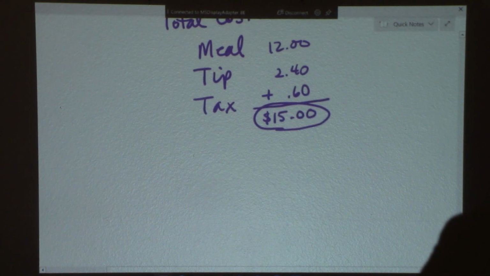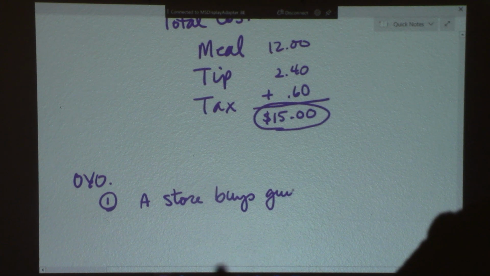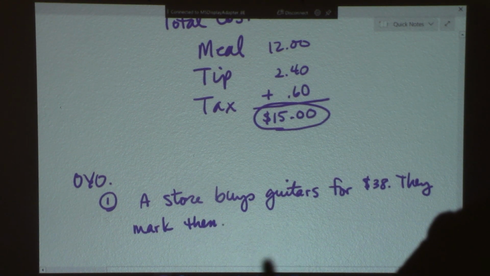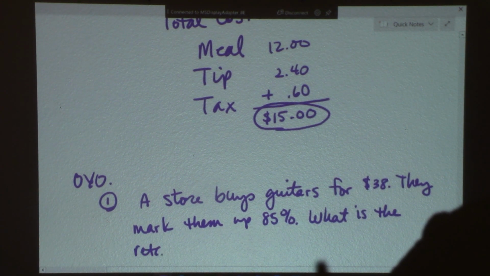Okay, I want you to try 2 on your own. All right, number 1, a store buys guitars for $38. They mark them up 85%. What is the retail price?